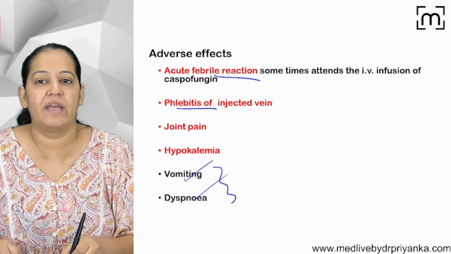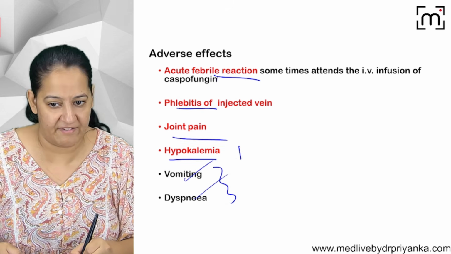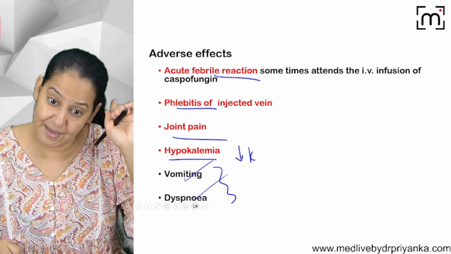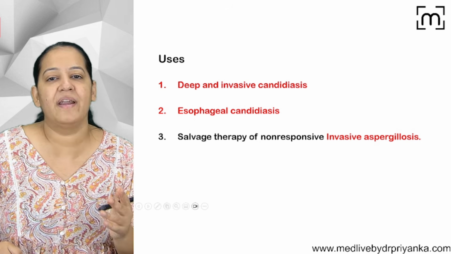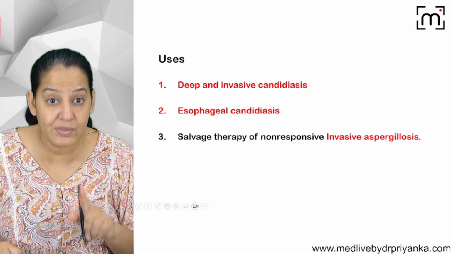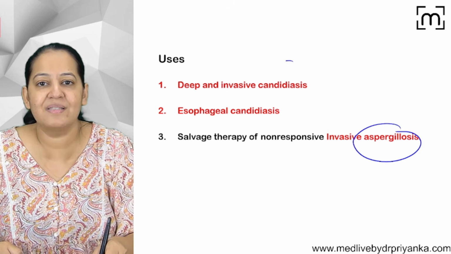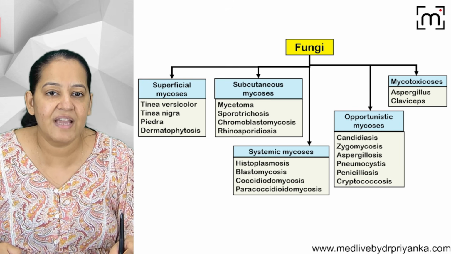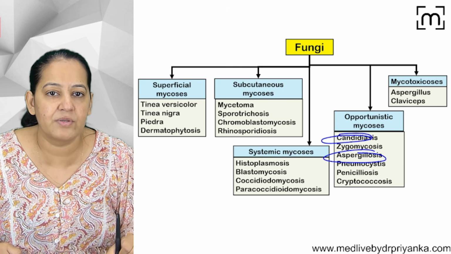Joint pain is something unique. And hypokalemia, here also we have hypokalemia because it is a little bit nephrotoxic, but not as much as compared to amphotericin B. So joint pain and hypokalemia are the main adverse effects. Uses are aspergillus and candidiasis. Mark it here. You can see where is candidiasis and where is aspergillosis.